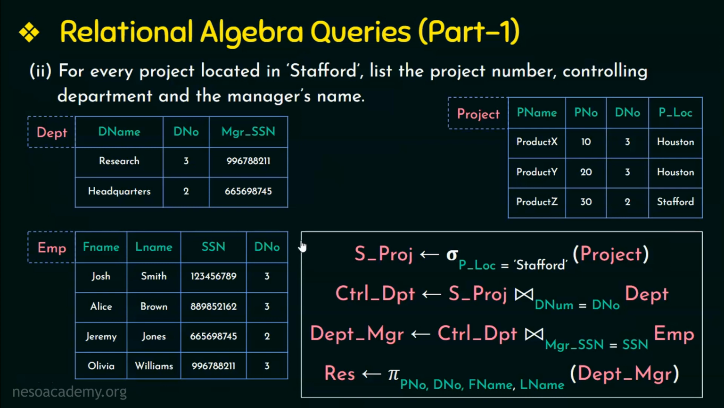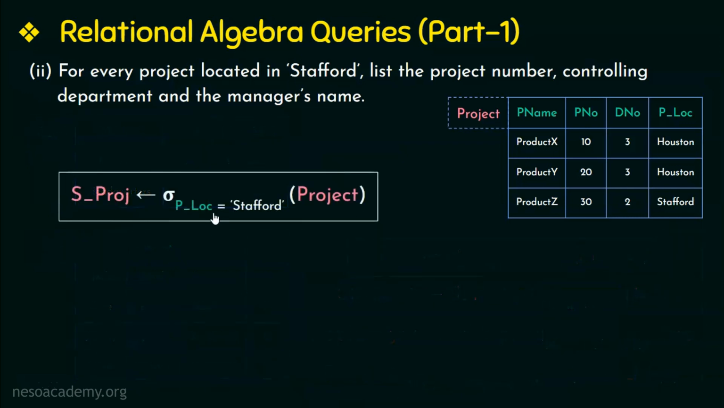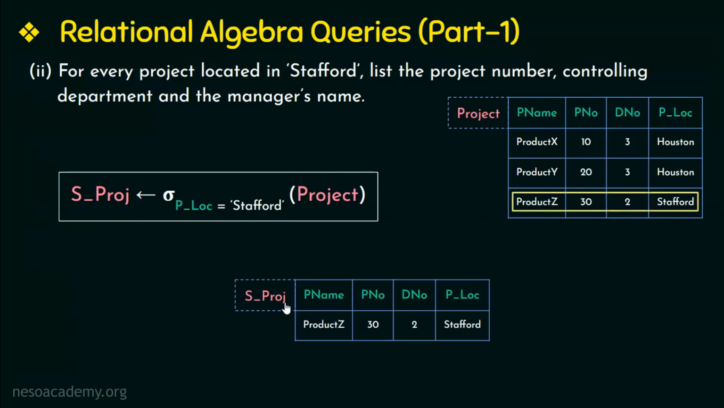Since they've asked about the project specifically located in Stafford, we first need to get from the project relation all those projects that are located in Stafford. So that is the first step. Let us see how it works. Here the tuple with project location as Stafford is selected and stored in this relation. Now from this relation we have the project number and the controlling department, which is the D number.